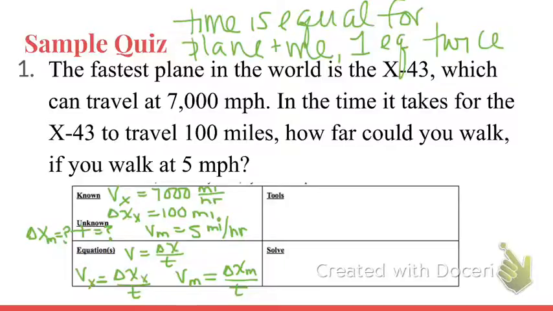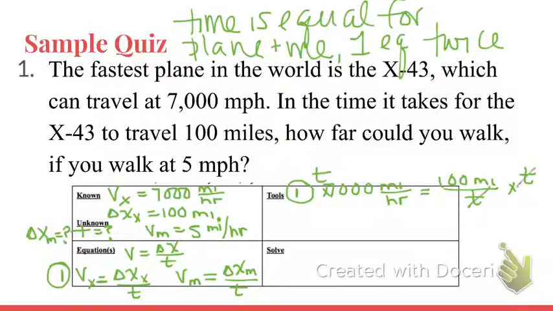So I'm going to start with this equation 1. So 7,000 miles per hour equals 100 miles divided by time. And I'm looking for time. And I want time on the top of my equation. So I'm going to multiply both sides by t to get it out of the bottom section and over to the left. And I'm going to divide both sides by 7,000, so that I'm left with t on just one side.